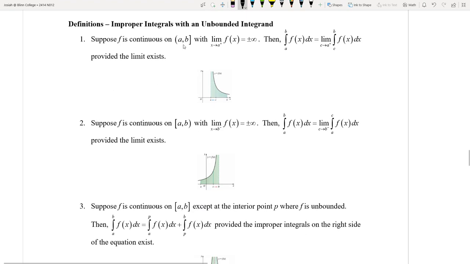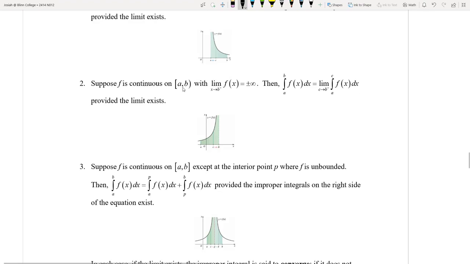Suppose f is continuous on the open interval (a, b). So a is where our problem is. A is where we have a vertical asymptote. It says the limit as x approaches a from the right is either positive or negative infinity. So vertical asymptote at a. When that happens, we take our integral from a to b, and we'll make a limit as some other letter approaches a from the right. We say from the right because we're going from b to a. We'll again introduce a limit, swap out the troublesome endpoint with a different letter, and let the limit take care of it.